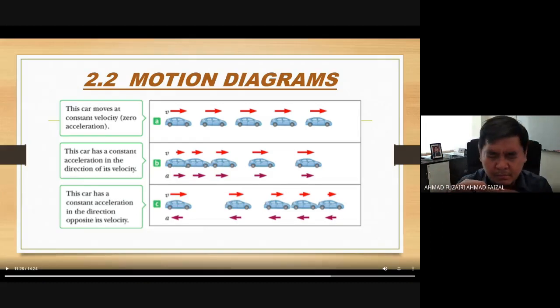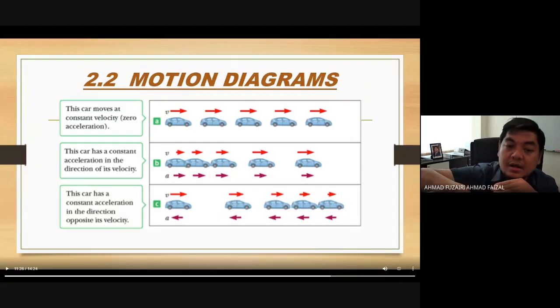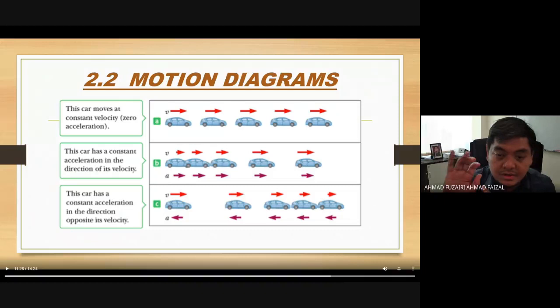And about part B, this car has a constant acceleration in the direction of its velocity. You can see in figure B the cars are at first very close to each other, and then of course when they try to speed up, the car is moving forward, and you can see the gap is getting bigger. The gap between the car and its image is getting bigger.